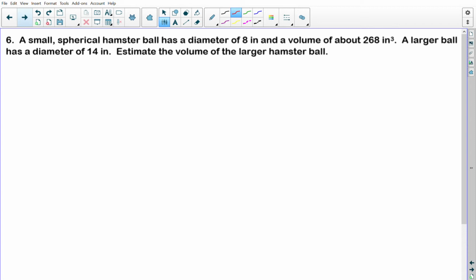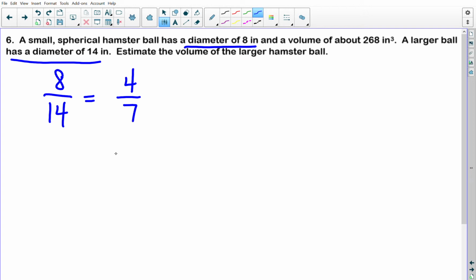Okay. In this next one, they tell me a small spherical hamster ball has a diameter of 8 inches and a volume of about 268 inches. A larger ball has a diameter of 14 inches. So I have two diameters. I can write a ratio between them, and that's going to be a first degree ratio because I'm looking at diameter. I always like to reduce, so I'm going to reduce that to 4 over 7.